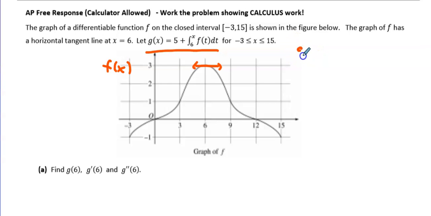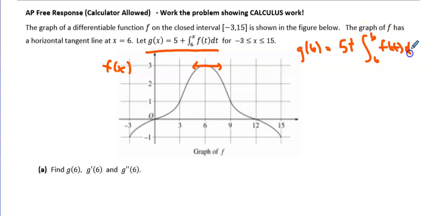So g of 6, we literally plug in. So g of 6 is going to be equal to 5 plus the integral from 6. And again, we're evaluating, so wherever we see an x, we're going to put a 6. So we're going to put a 6 here, and there's going to be a 6 here, of f of t dt.